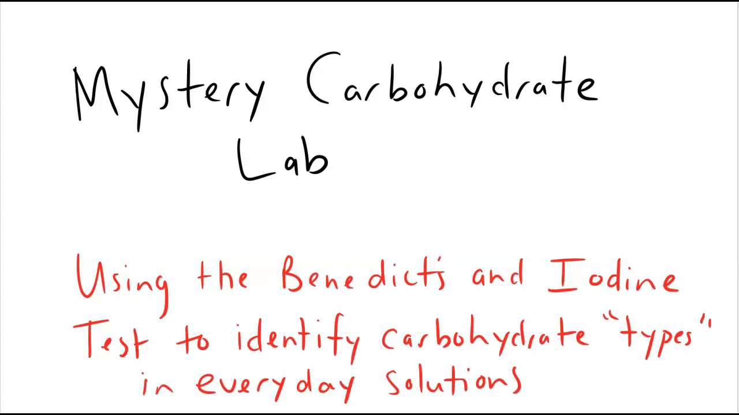Hi everyone, today we're going to be performing the Mystery Carbohydrate Lab. This is a lab that uses a solution called Benedict's solution and an iodine solution to test various everyday carbohydrates to determine what types of sugars they contain. So if you've ever wondered what sort of sugar specifically, whether it's monosaccharide, disaccharide, polysaccharide, is found in things like honey, molasses, or maple syrup, this lab will show you how to do that.